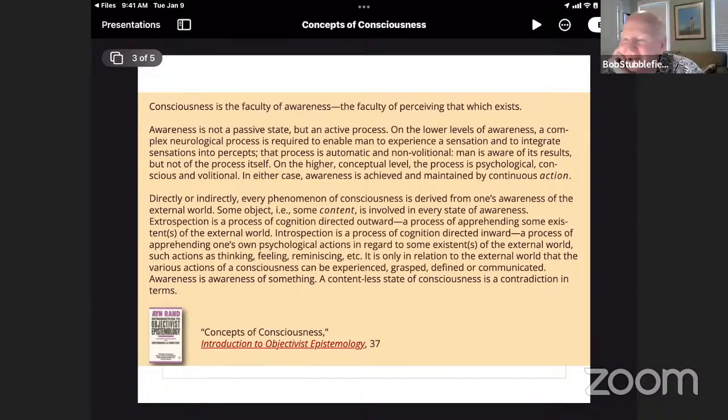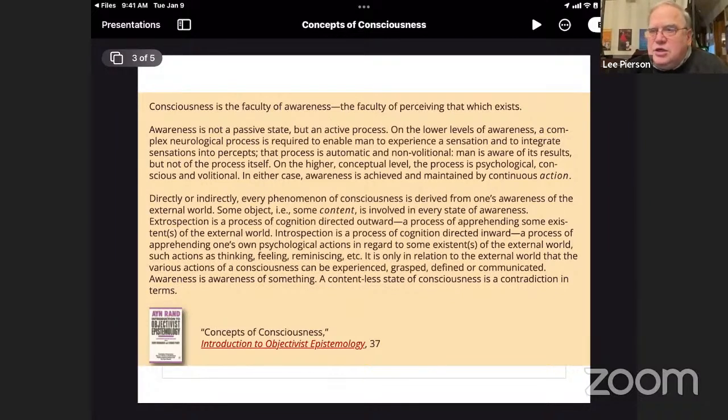In fact, later she talks about memory, and so on. But anyway, okay, that's all right. "It is only in relation to the external world that the various actions of a consciousness can be experienced, grasped, defined, or communicated." Well, this is more or less a reiteration of what you said before.